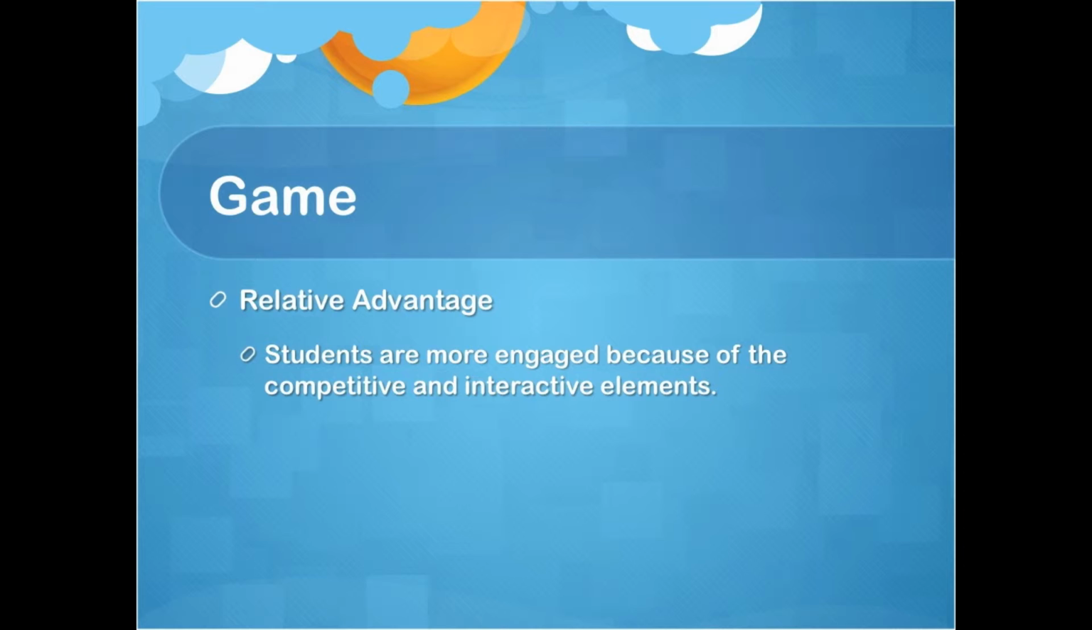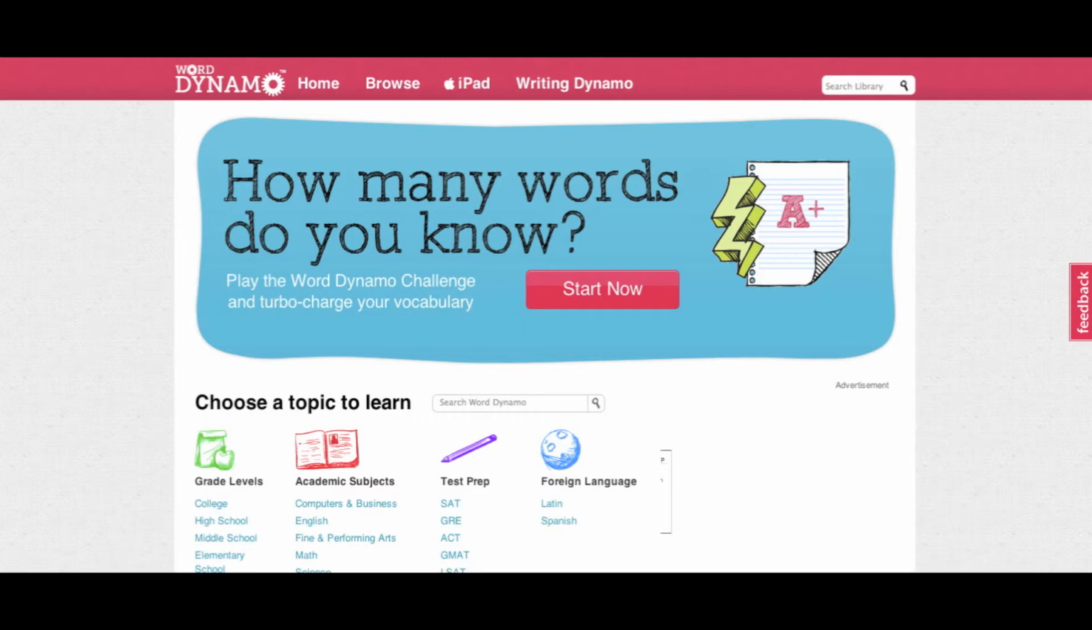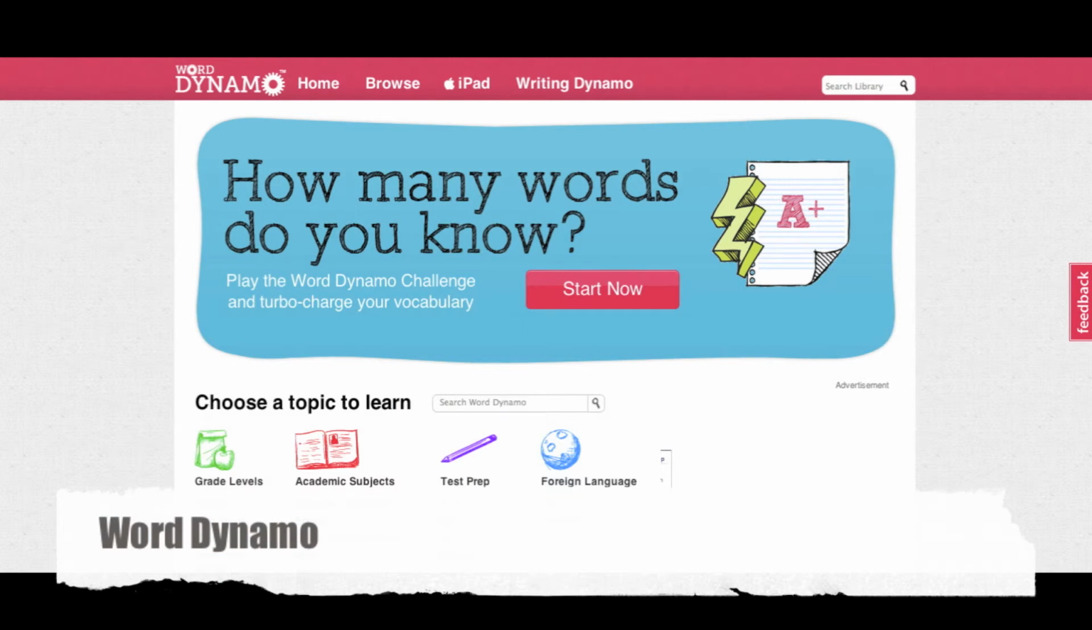The main advantage is just that. Students are more engaged because of the competitive and interactive elements that maybe a drill and practice exercise or a worksheet cannot provide. Word Dynamo is a game-based vocabulary website. Users can choose their grade level and subjects to play games using vocabulary from that content. It provides a great opportunity to interact with words.